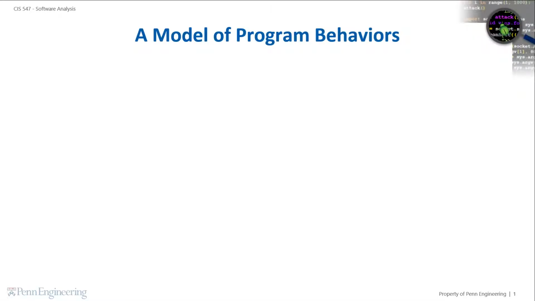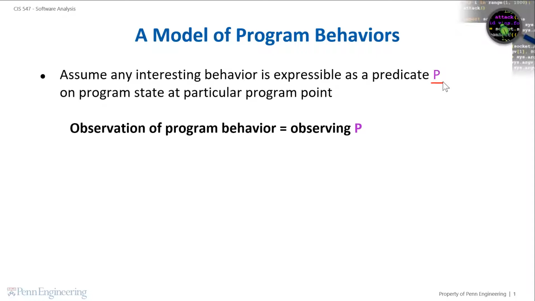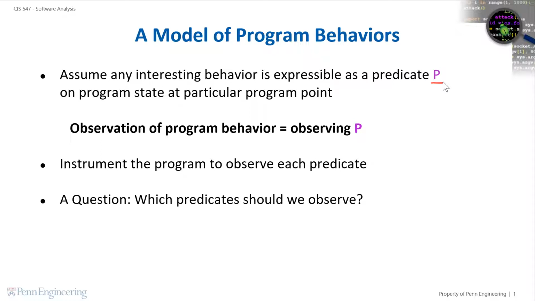Let's start moving into the first step of the process, deciding which program behaviors we will observe and collect from users. Our model for an interesting behavior will be a Boolean predicate that is either true or false based on the program state at a given point in the program. An observation of such a behavior thus consists of an observation of whether the corresponding predicate is true or false. We will instrument the program to observe each such predicate and record their truth values for reporting later. The question remains, however, which predicates should we choose to observe?